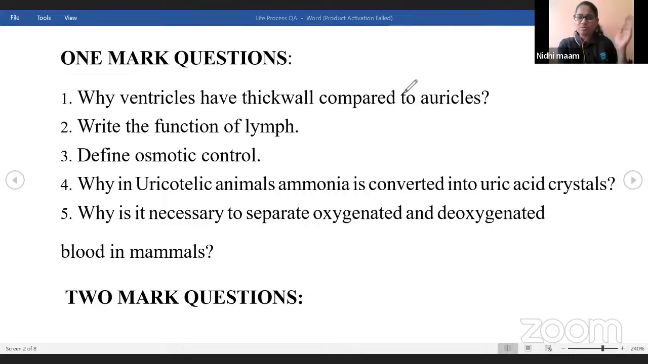As osmosis keeps happening, the cells become turgid. Turgid means a swollen structure. So to control the amount of water entering inside the cell, there should be some control, right? That is called osmotic control. What does osmotic control do? It controls the diffusion of water in the plant body. That is called osmotic control.